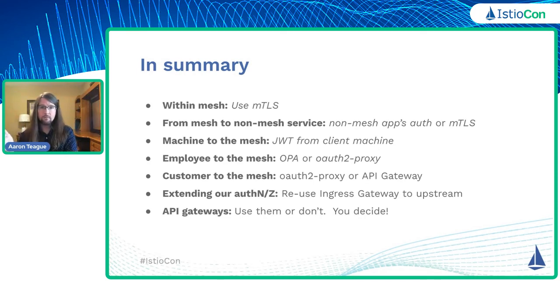If it's machine to mesh, use a JWT token. If it's living in a cloud, even better. You already have an authorization server, very likely. Again, I might need to validate that on AWS and Azure, but Google Cloud Platform is good to go at the very least. For employee to the mesh, you can use either Open Policy Agent or OAuth2 Proxy, depending on whether you want more of a policy-as-code setup, or you already want to only use your existing LDAP solution. If it's a customer to the mesh, then OAuth2 Proxy or API Gateway, depending on what you have already and what makes sense for you.